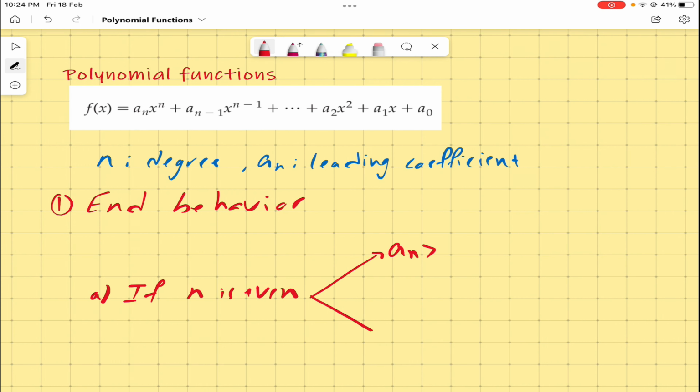If the leading coefficient is positive, then the end behavior of the polynomial function are ending the same, either both up or both down. Positive, then they are both up. If an is negative, then both are down.